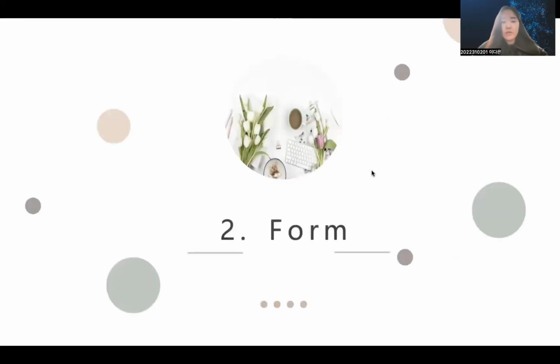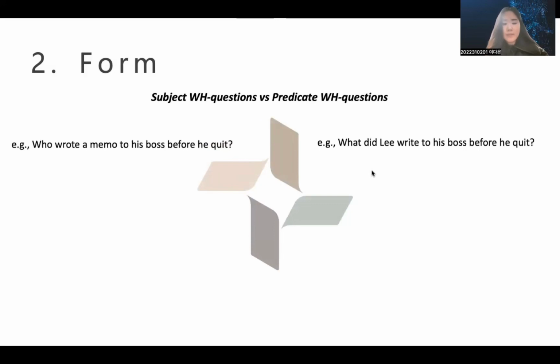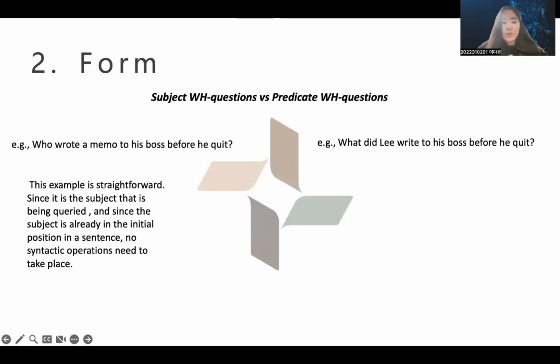Let's go with the following form. Subject WH questions versus predicate WH questions. Let's compare them. An example of a subject WH question is, who wrote a memo to his boss before he quit? This example is straightforward since it is a subject that is being queried and since the subject is already in the initial position in a sentence. No syntactic operations need to take place.